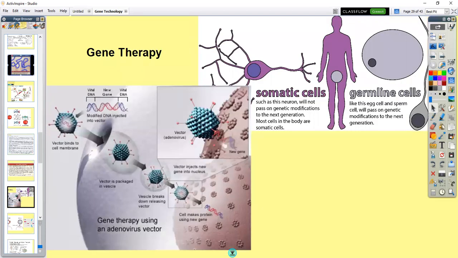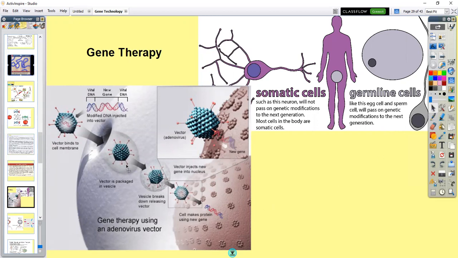So gene therapy essentially means trying to either switch off or remove a defective gene within an organism. Okay, different types. You can use somatic cells, which are cells which can be removed from a person or an organism, or you can use germline cells, which is before the organism develops. So essentially with your egg and sperm, and pass on modifications.